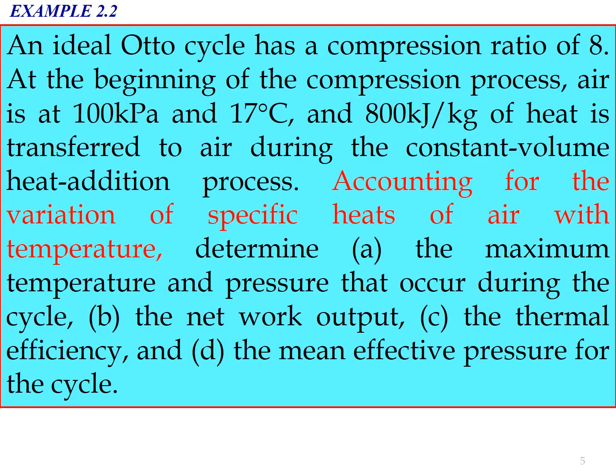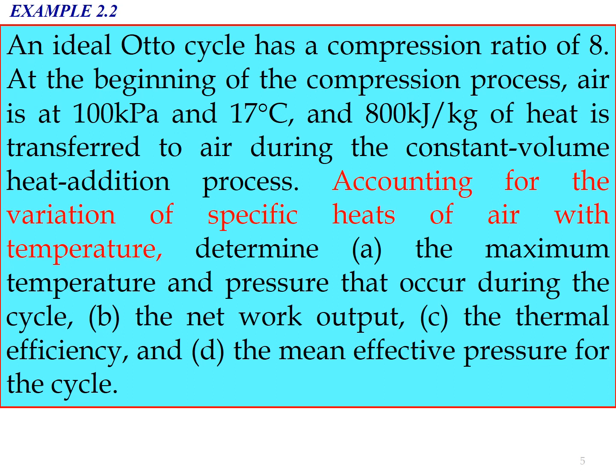Okay, example 2.2. An ideal Otto cycle has a compression ratio of 8. At the beginning of the compression process, air is at 100 kPa and 17 degrees Celsius, and 800 kJ per kg of heat is transferred to air during the constant volume heat addition process. Accounting for the variation of specific heat of air with temperature, determine A, the maximum temperature and pressure that occur during the cycle, B, the net work output, C, the thermal efficiency, and D, the mean effective pressure for the cycle.